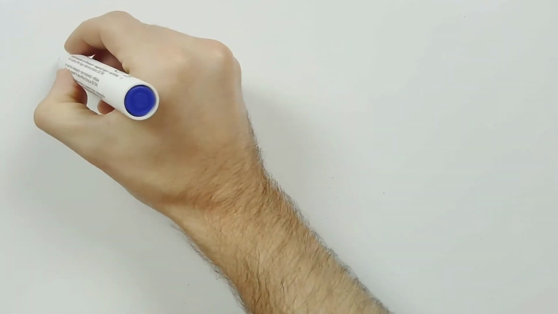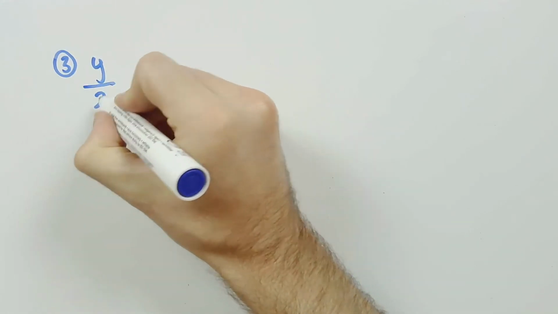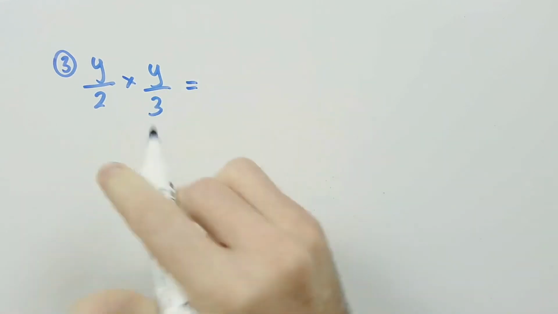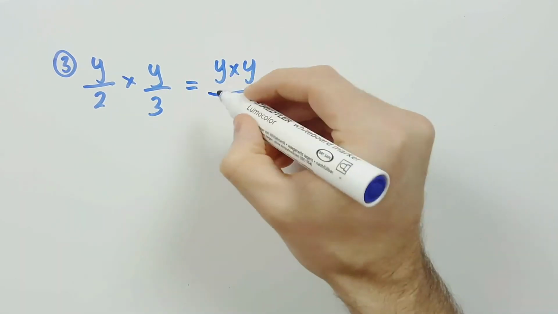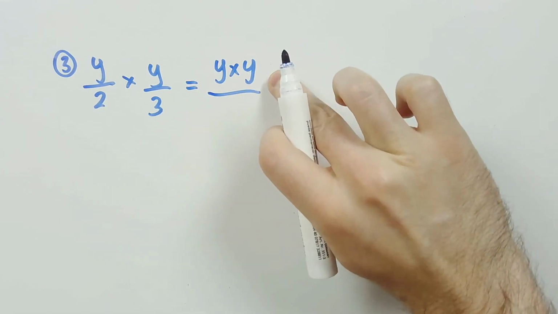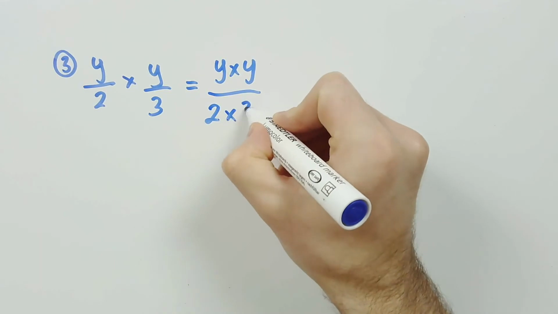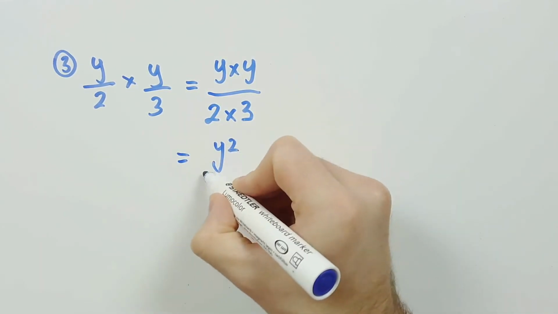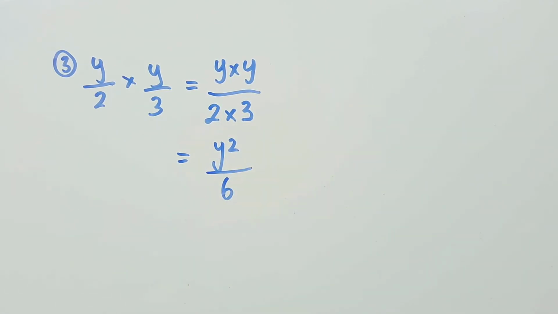And number 3 now, let's have a look at multiplication. So y on 2 times y on 3. We can multiply all the terms in the numerators and write them in our new single fraction in the numerator, and likewise with the denominator. And of course, y times y in the numerator becomes y squared, and 2 times 3 is 6. So once again, fairly straightforward.